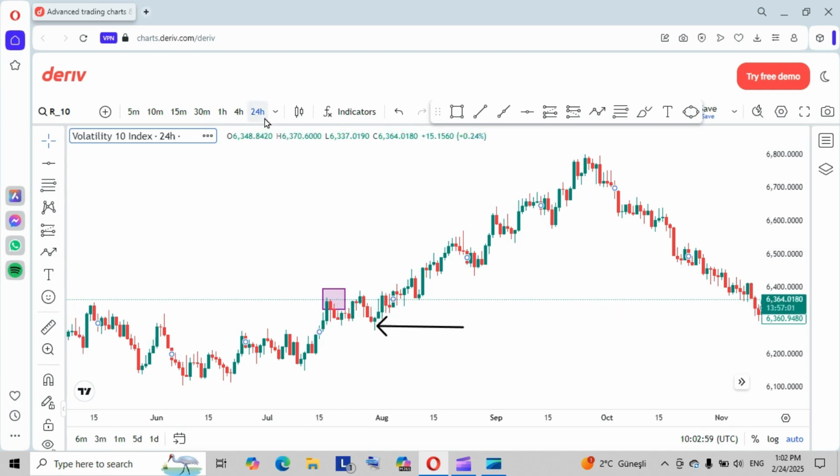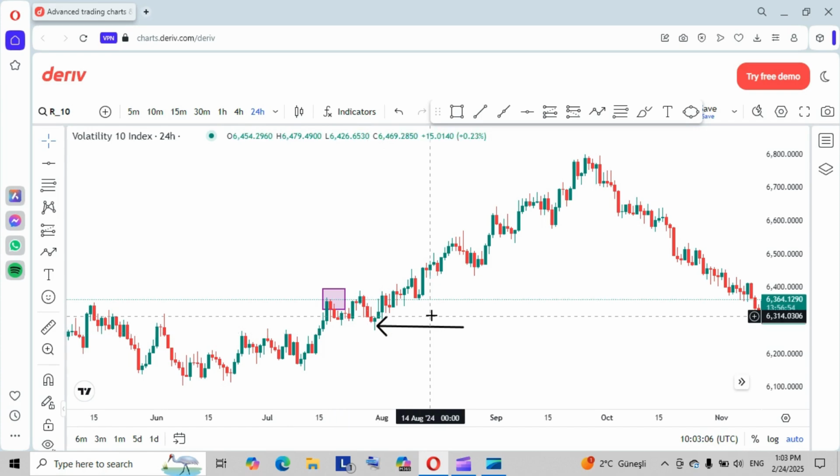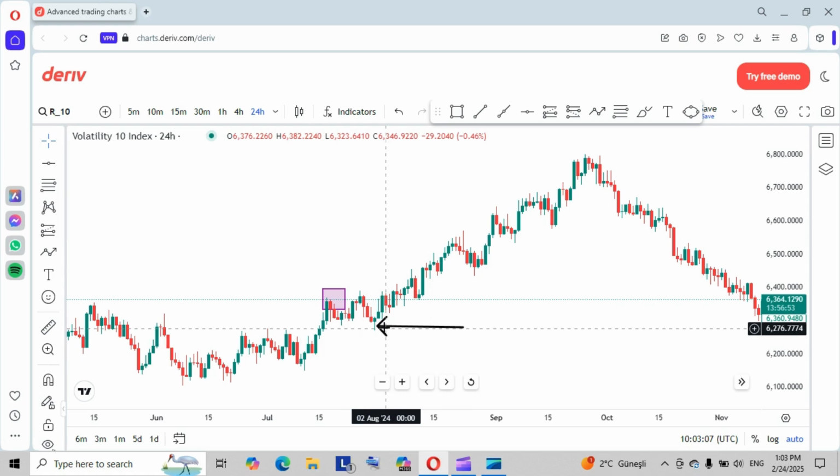But this is the 24-hour time frame. So if you go to the lower time frame, this one rejection candle can be 4 candles, 5 candles in the lower time frame. So after this one, you wait and then you enter.